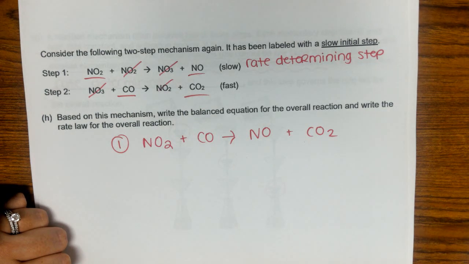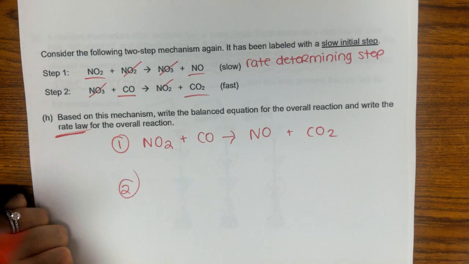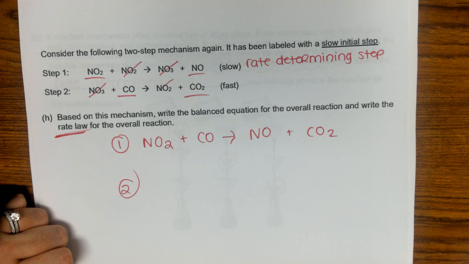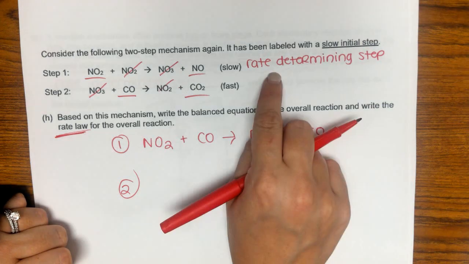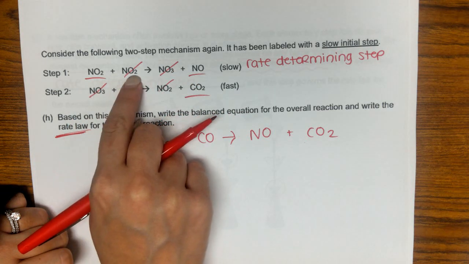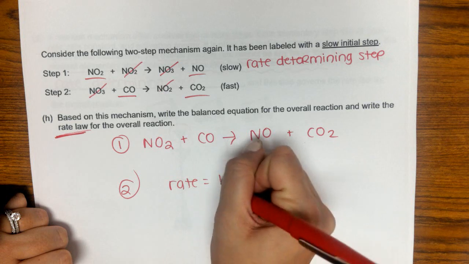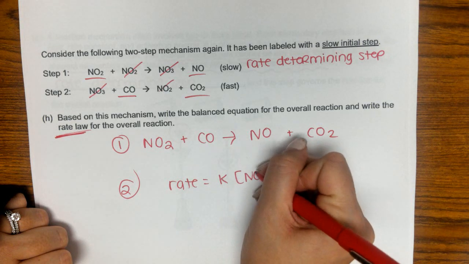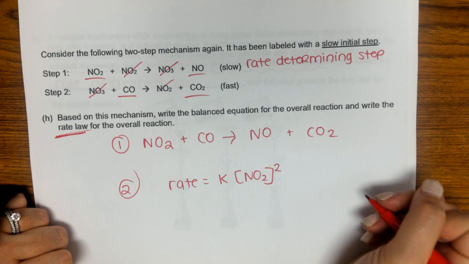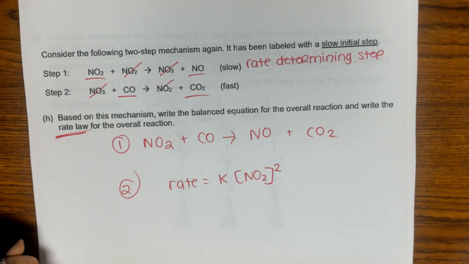And then the rate law for this reaction is going to be based on the rate determining step. And when I go to my rate determining step, the slow one, it is bimolecular, which means it's going to be second order. So rate equals k times [NO2] squared. The rate is based off of the slow step.